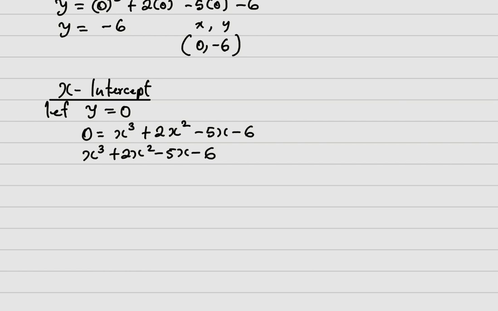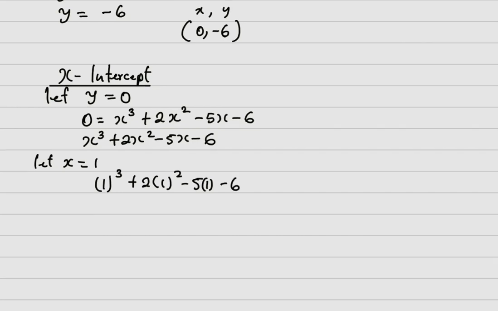What I will guess here, let me see, one. Let x equal 1. This is going to be 1 cubed plus 2 into 1 squared minus 5 into 1, then minus 6. Now, what do I have here? I have 1 plus 2 minus 5 minus 6. This is not equal to 0. So 1 is automatically not a zero of this equation.